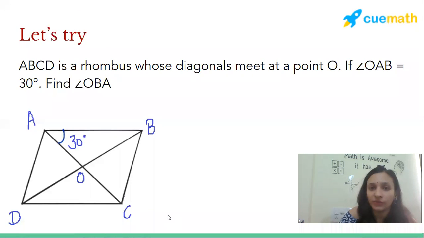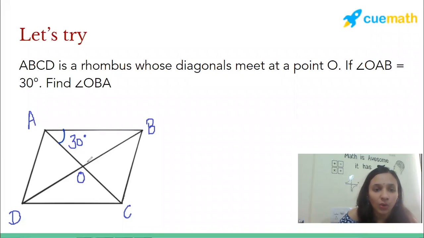I'll highlight OBA for you all. OBA, you always go in the order of how the angle has been named. So O here, B here, A. So this is OBA. This is what you need to find. What's the measure of this angle? Okay. How would we do it? We know that the diagonals of a rhombus intersect each other at 90 degrees.